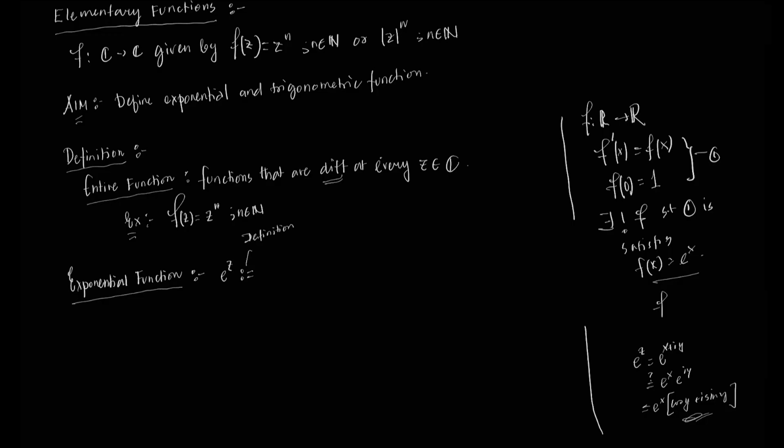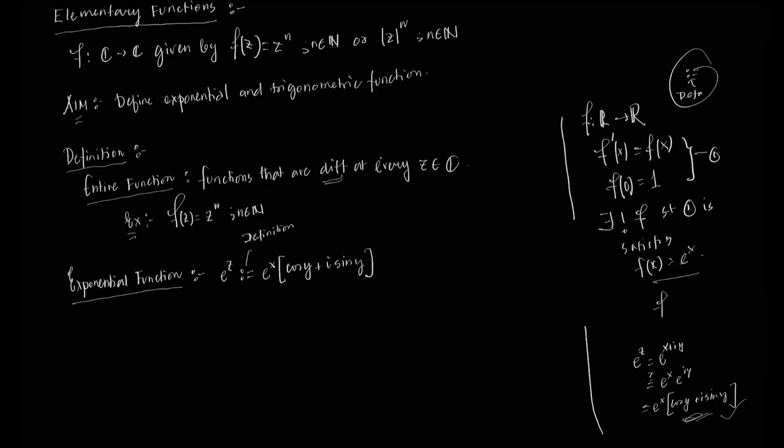Definition. Whenever I write this symbol, it means that this is a definition. Clear? Okay. So what are we going to define? e^z is defined as e^x times (cos y + i sin y). Clear? And where are we getting it from? We are getting it from this motivating idea.